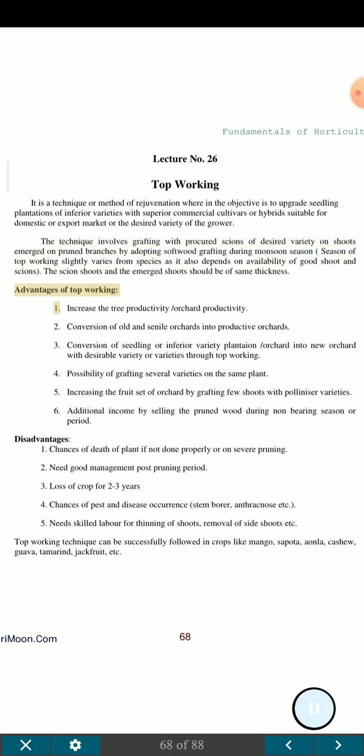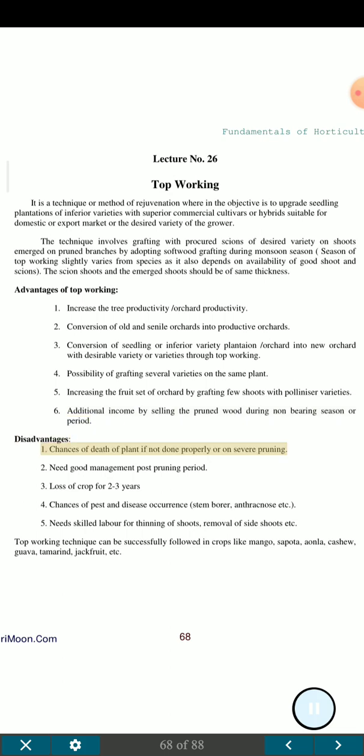Advantages of top working. 1. Increase the tree productivity and orchard productivity. 2. Conversion of old and senile orchards into productive orchards. 3. Conversion of seedling or inferior variety orchards into new orchards with desirable variety or varieties through top working. 4. Possibility of grafting several varieties on the same plant. 5. Increasing the fruit set of the orchard by grafting a few shoots with pollinizer varieties. 6. Additional income by selling the pruned wood during the non-bearing period.